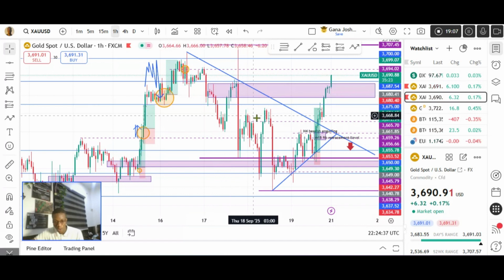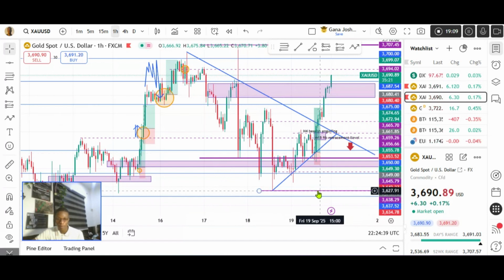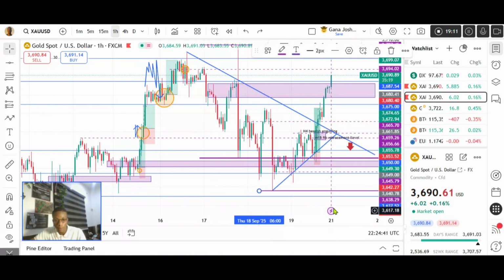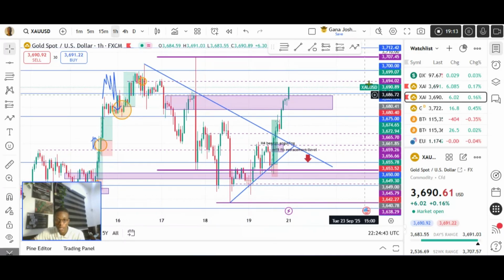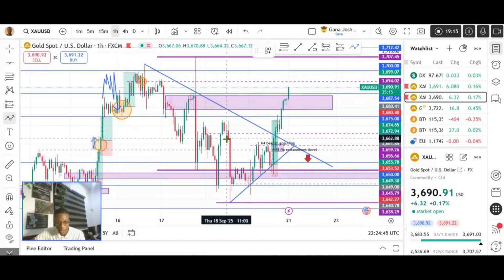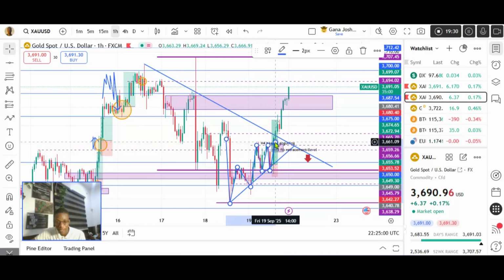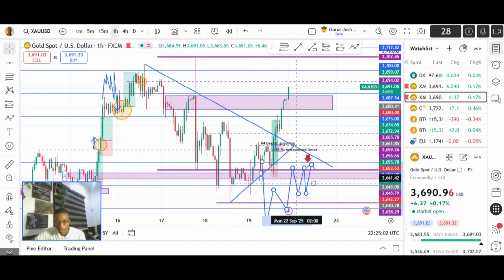So after all this whole reaction, I was just observing. At this point, I saw this pattern again, this W pattern around this same psychological level. So we saw this reaction. Can you see? It broke to this side. It did the same pattern again. Can you see that pattern?